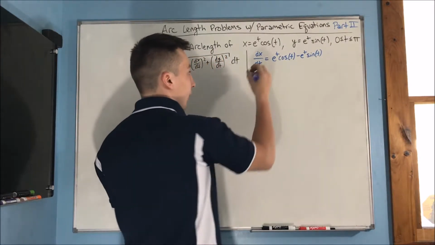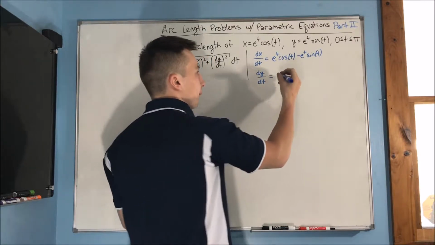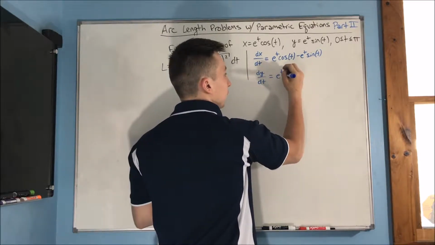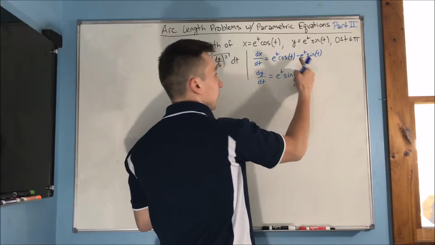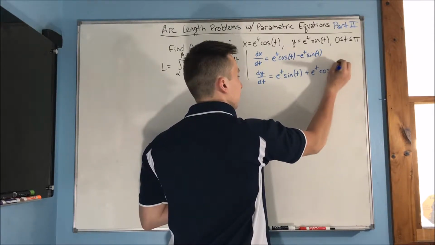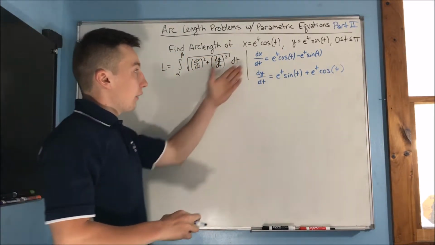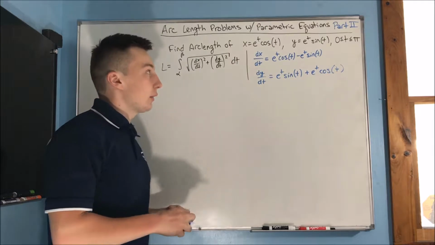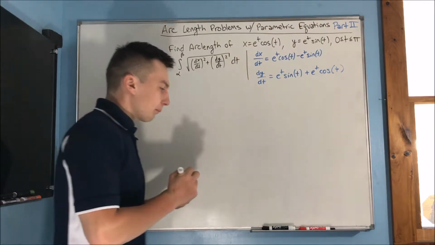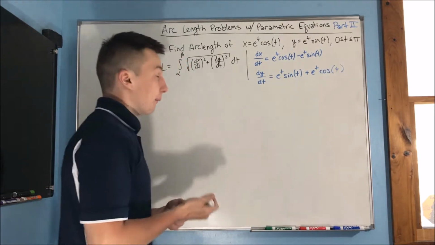And then we do dy dt. dy dt is going to be the same thing, e to the t sine t, but instead now we're going to have a plus e to the t cosine t. Now we have our dx dt and our dy dt, just a little bit of product rule there. And we can plug that into our equation with our bounds, 0 to pi.